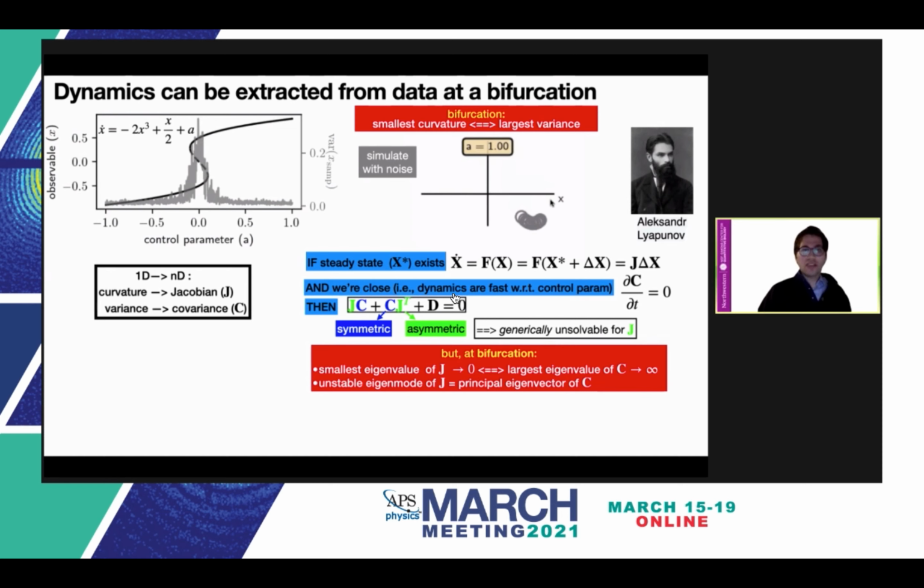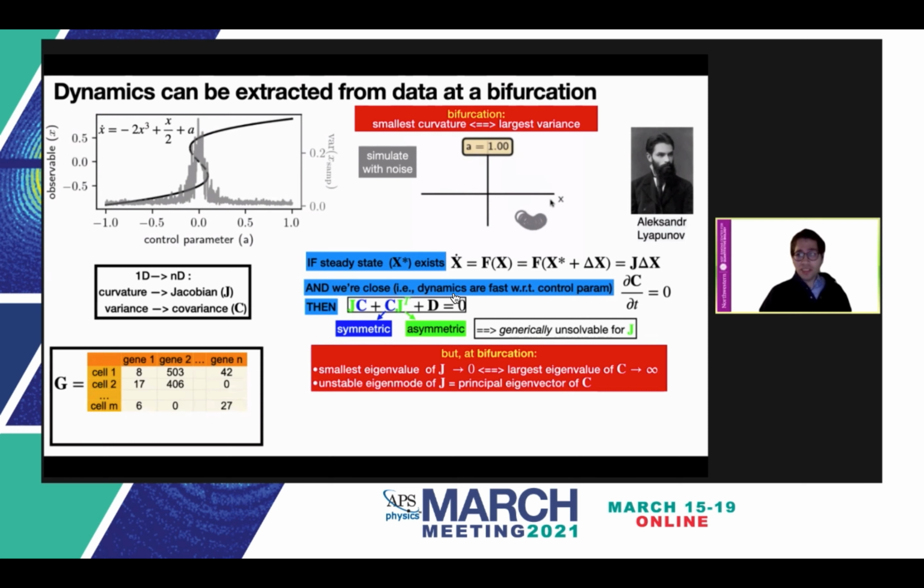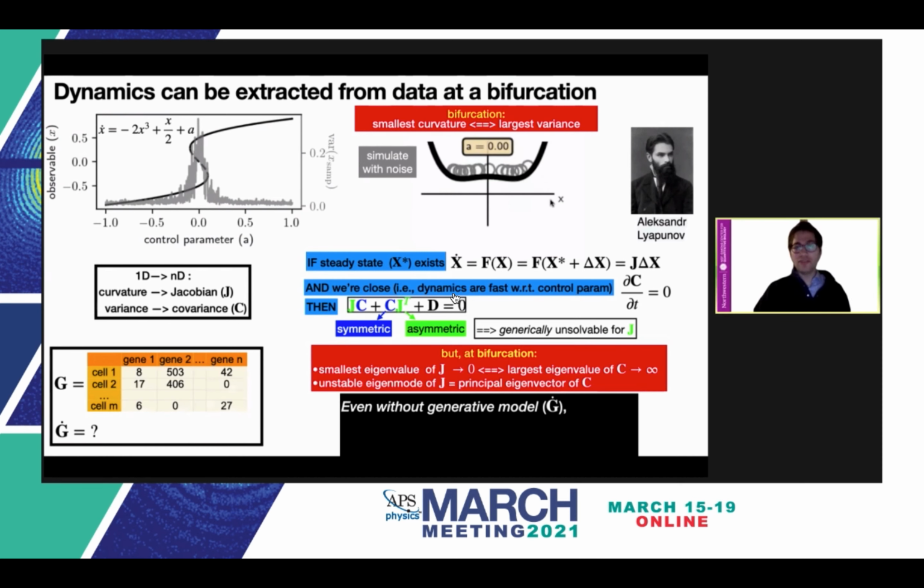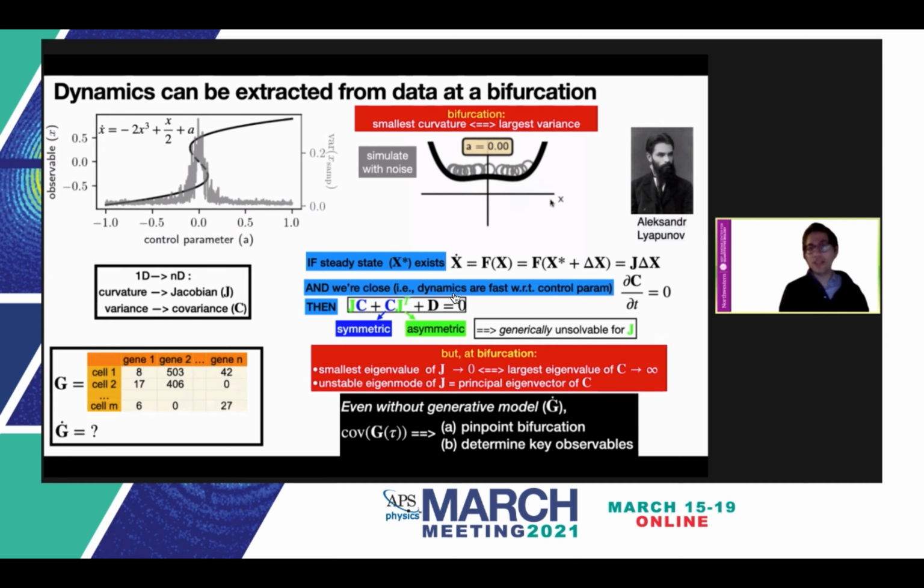eigenvalue decomposition. So back to biology, where we have some big gene expression matrix, and we have a lot of data, but we don't necessarily have any information about the generative dynamics. We're saying that even without a generative model, we can still use the covariance as a function of some control parameter to pinpoint the bifurcation and also determine the key observables, to dig into what is driving, what is bifurcating through this transition. Okay, so that's 1D.